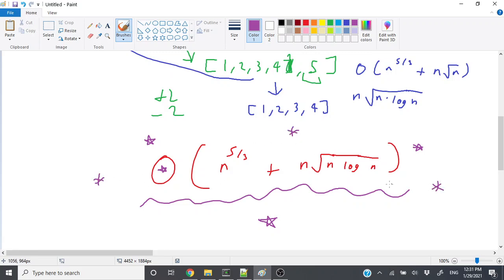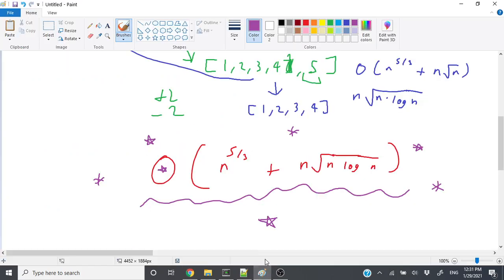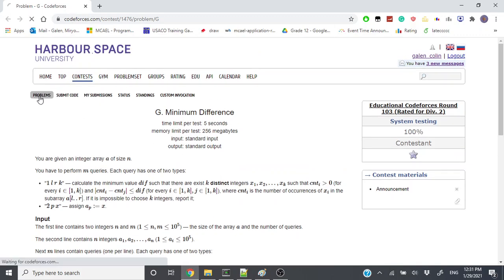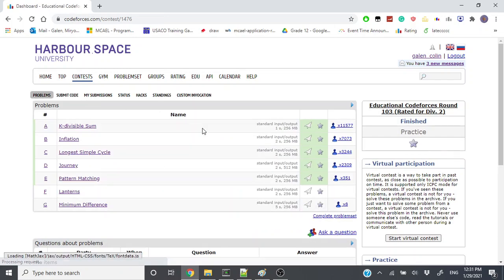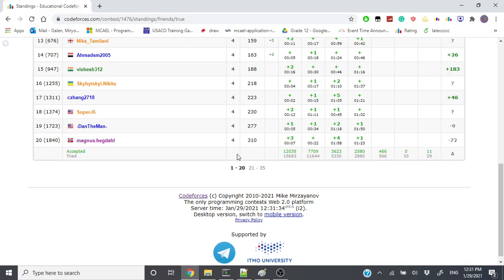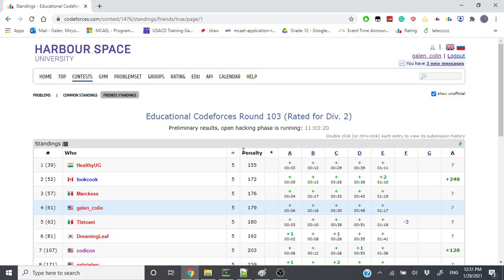So that's my idea for G. I will submit this and confirm it in the description or a pinned comment when I figure out if it's correct or not. But yeah, that's my contest. I guess we will see how this works later on.